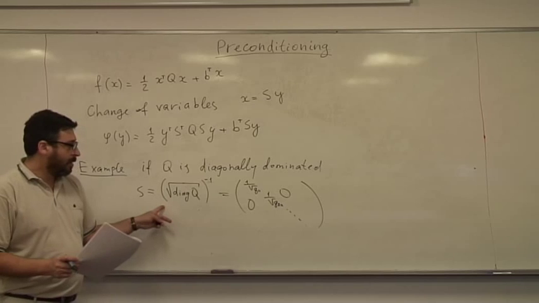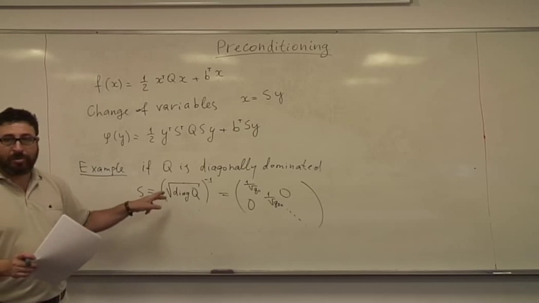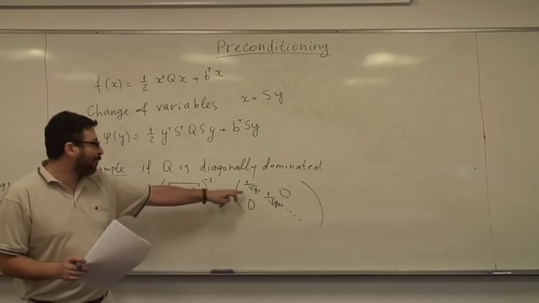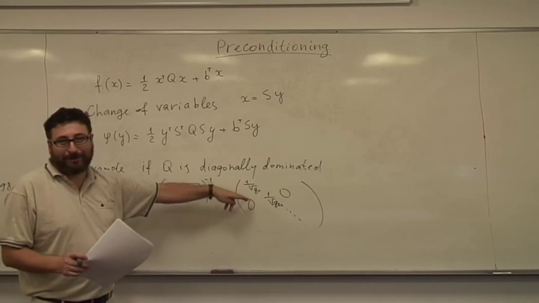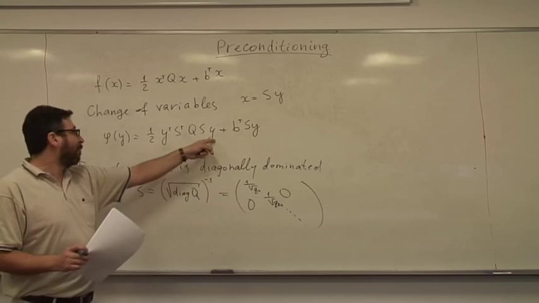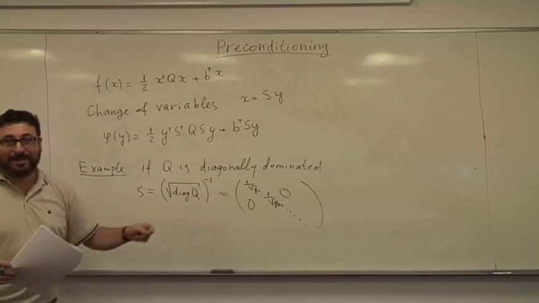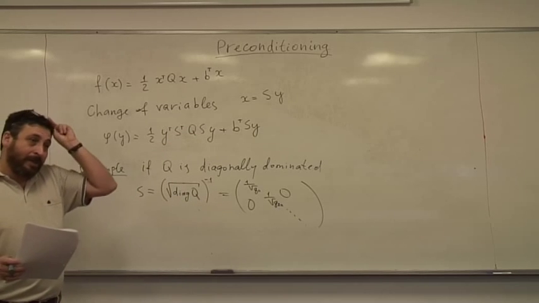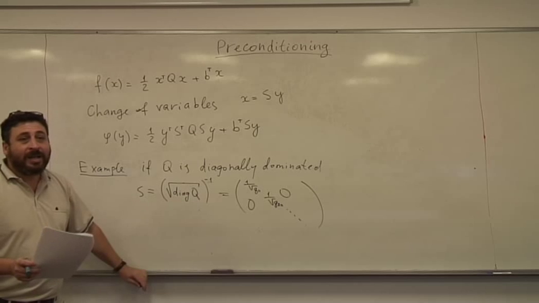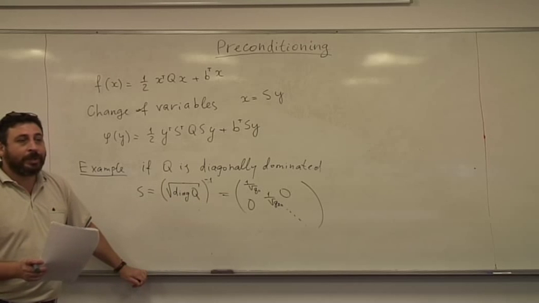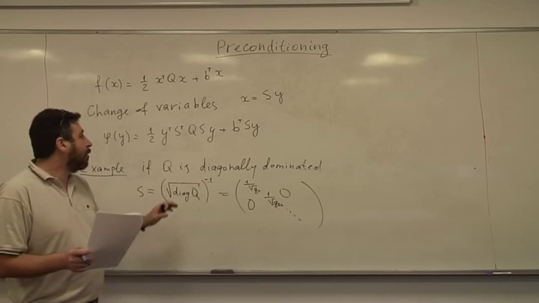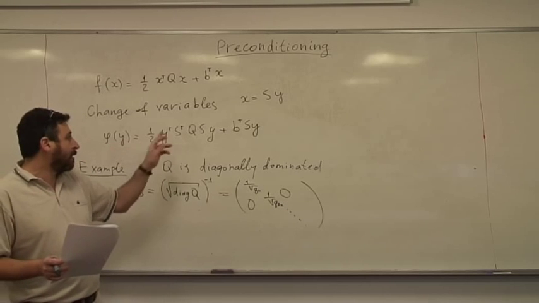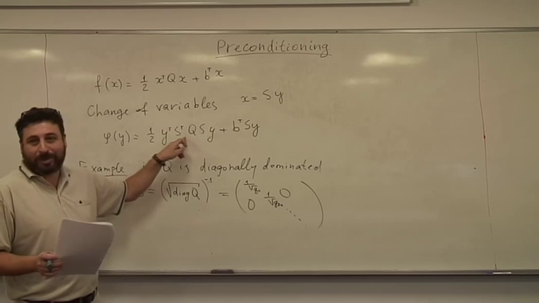Yeah, and this is one example. You can check yourself what will happen with the result if your arbitrary matrix Q is multiplied from both sides by this. There are other kinds of preconditioners. The best would be the square root of the inverse of Q.